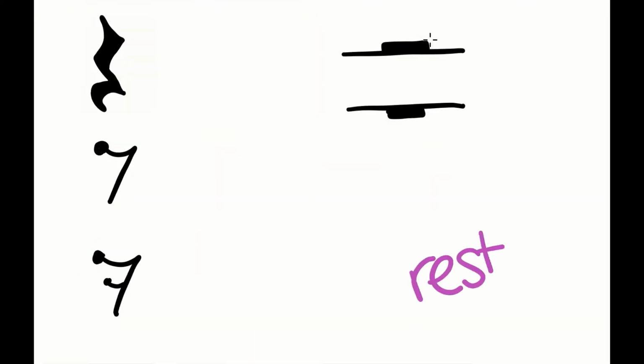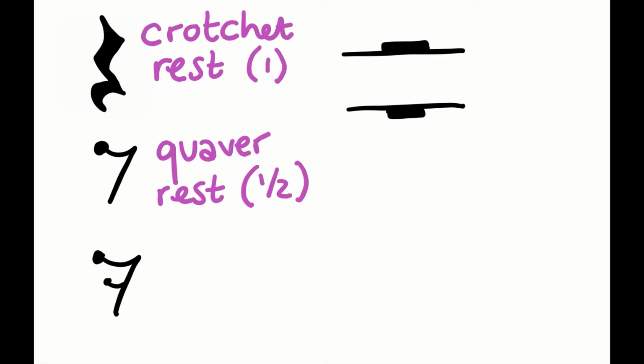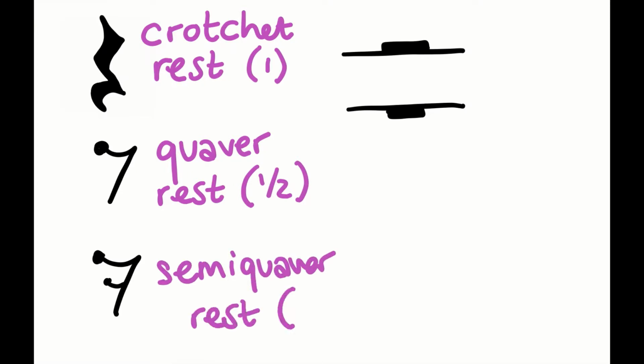Now here we have rests. Now a rest is a pause in the music and each note duration has its own rest. We've got a crotchet rest, quaver rest, semiquaver rest, a minim rest and a semibreve rest.